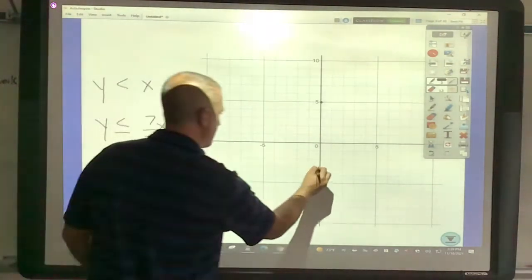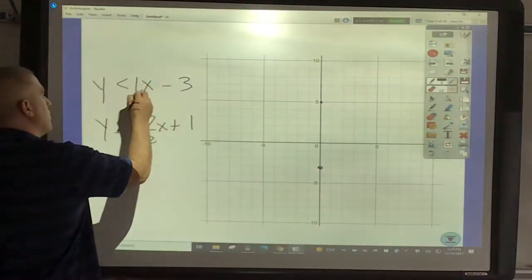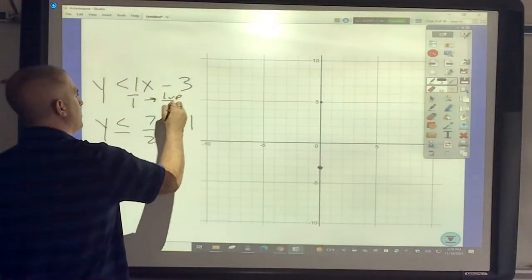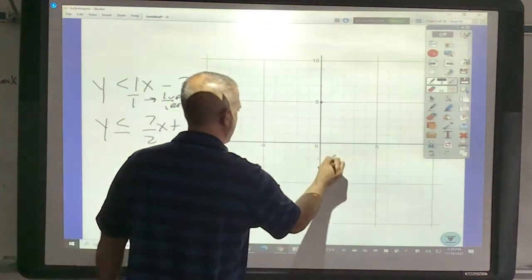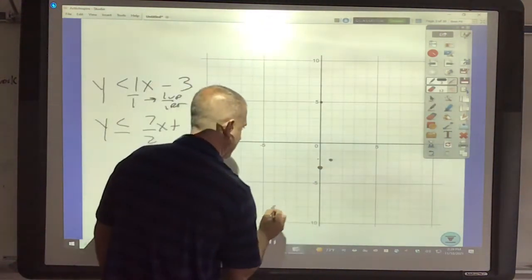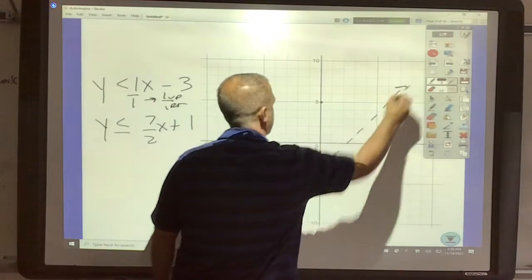I would start at -3. This is 1 over 1, which means 1 up, 1 right. So 1 up, 1 right. That would be a dashed line through there.